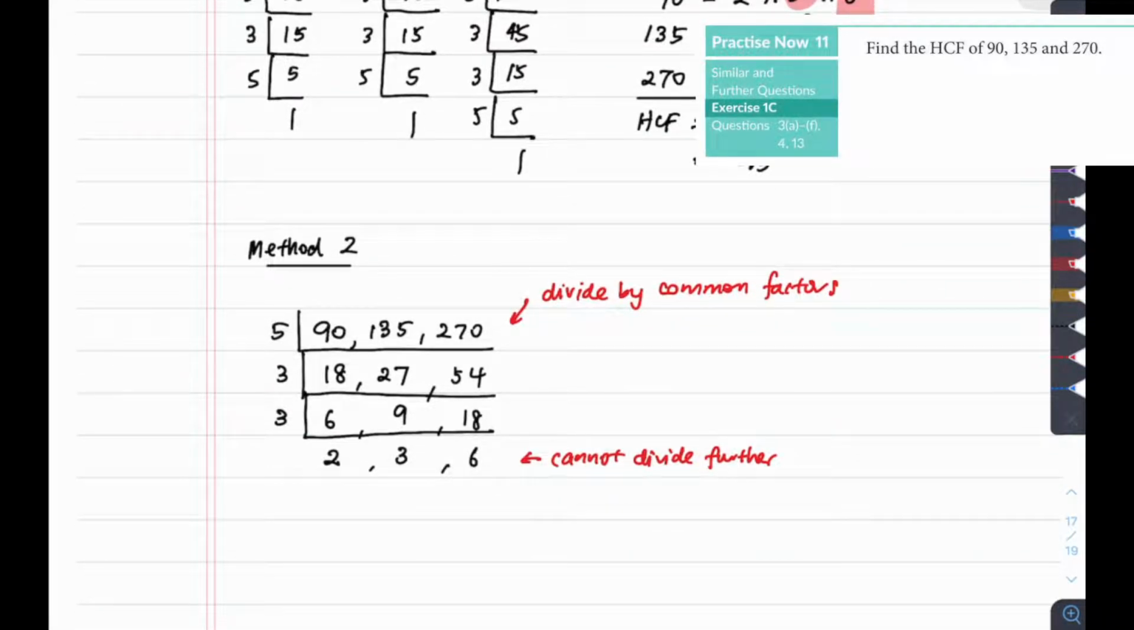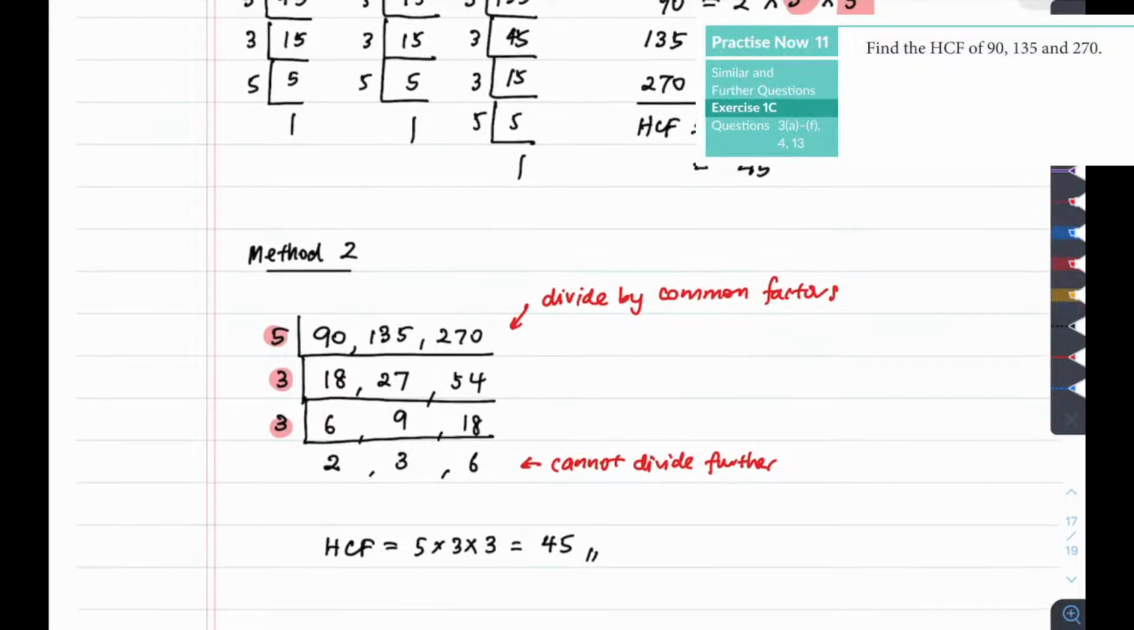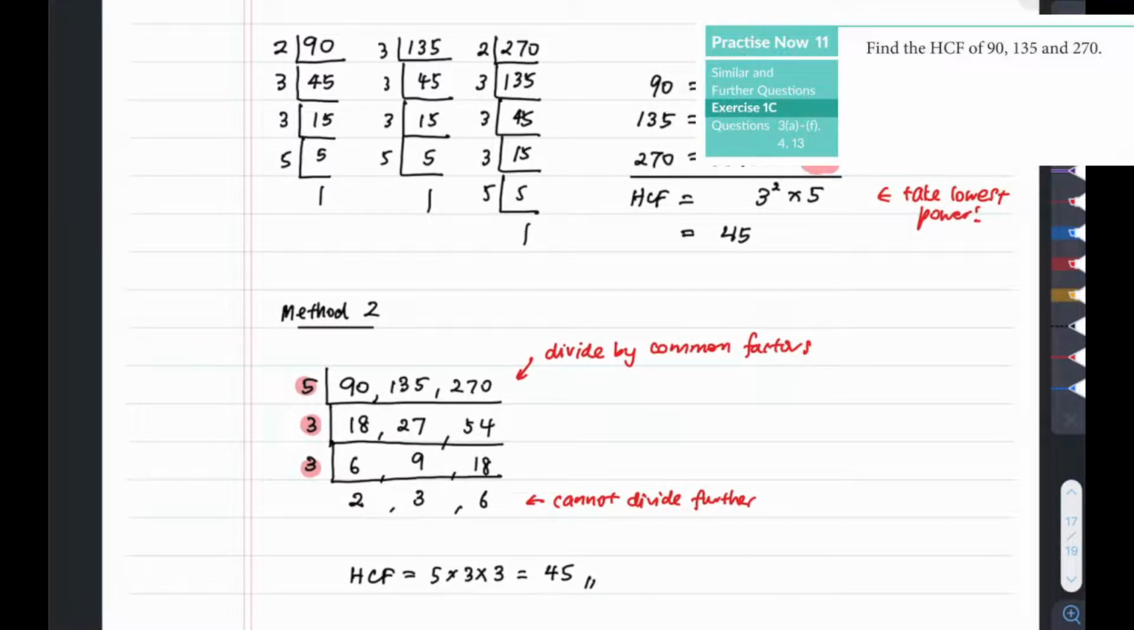Based on this ladder method, my HCF is going to be the product of my common factors over here. So it's going to be 5 times 3 times 3. This will equal 45, which gives us the same answer as above. As you can see, we have 5 times 3 times 3 as compared to the HCF over here, 5 times 3 squared, which is also 3 times 3.